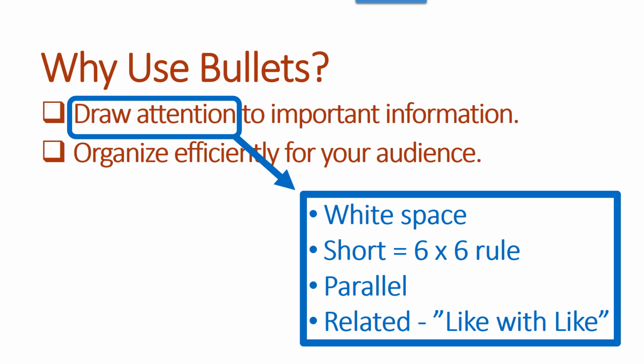Make sure you have bullets that are short. Try to follow the 6x6 rule. And what that means is no more than 6 bullets ever. The maximum number of bullets you ever have is 6, and then 6 words is the rule. The most words you should have on a bullet are 6.